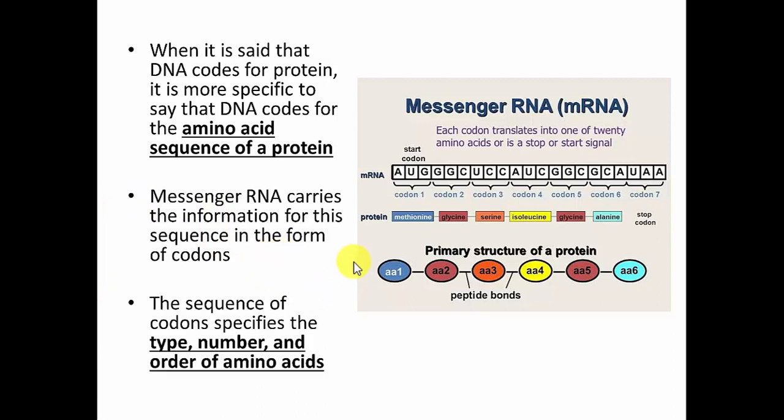Just a little bit more specifically, the sequence of codons specifies the type, the number, and the order of amino acids. So we have 20 different amino acids. Each one is a different type. So at any point in this chain, we could theoretically have any of those 20 amino acids. So that's the type. Different proteins will have different numbers of amino acids. So some proteins may have only 100 amino acids, and some proteins may have 1,000 or more amino acids. So how many is also specified in the size of the messenger RNA and the size of the gene itself. From there then, what order do they go in?